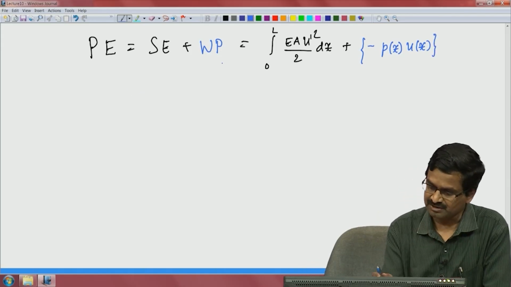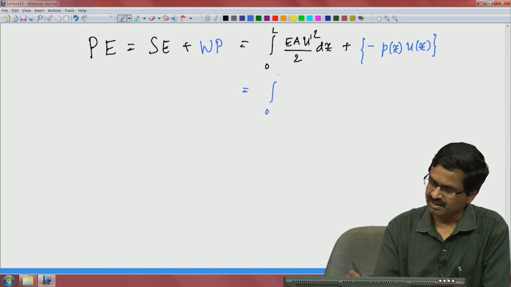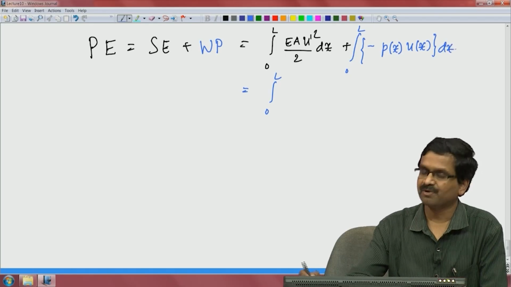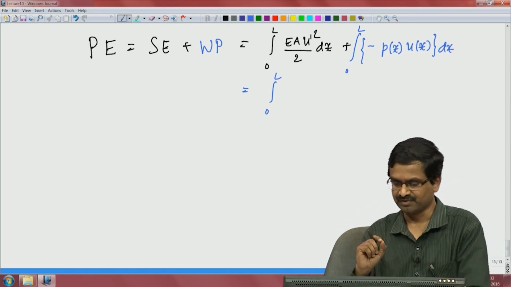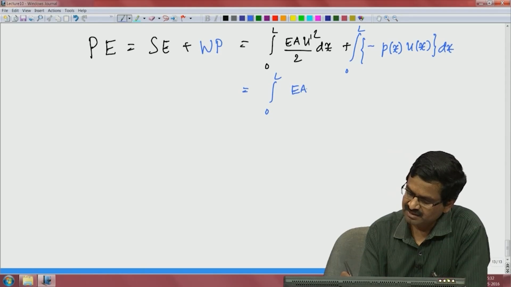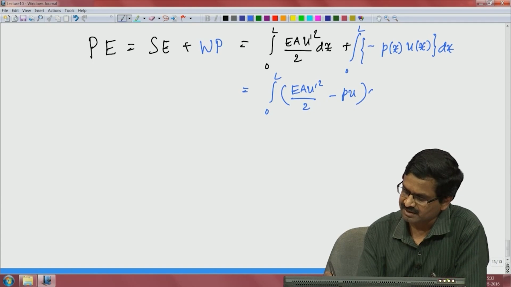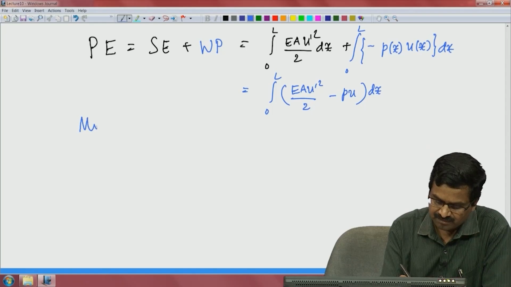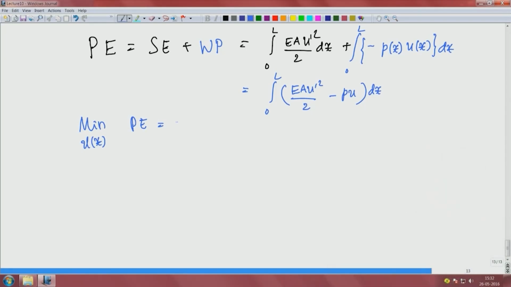Together, what we have is potential energy as integral 0 to L dx, because at every point we have p of x, and every point is going to move u of x, right. So, together we can write E A u prime square by 2 minus p u dx. That is our potential energy for a bar. Now, we need to minimize this potential energy with respect to u of x, which is integral 0 to L of E A u prime square by 2 minus p u dx.